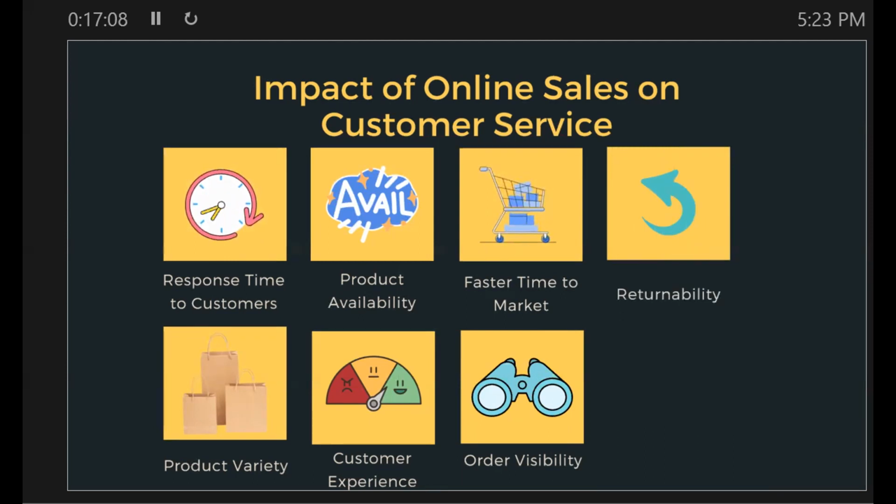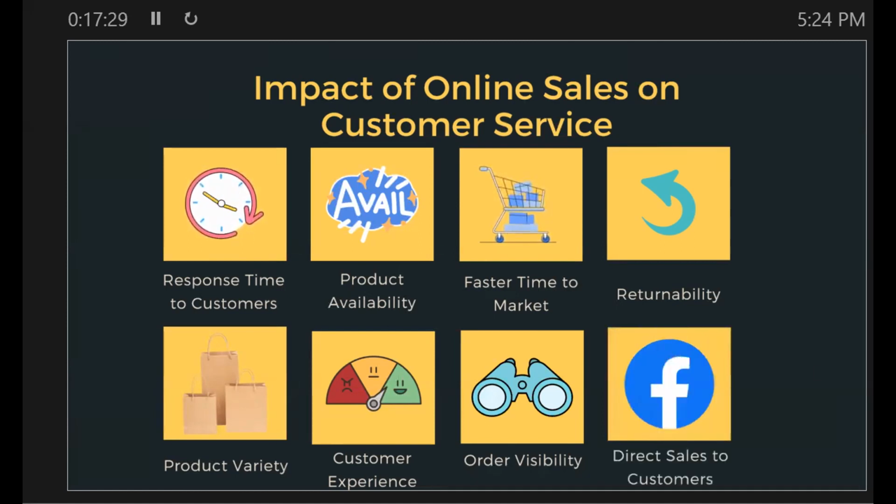Returnability. The downside of online orders is there is a risk in return. Unlike in retail stores where you can touch or see the actual item, there is a higher rate of return online because you cannot see or feel the item itself.